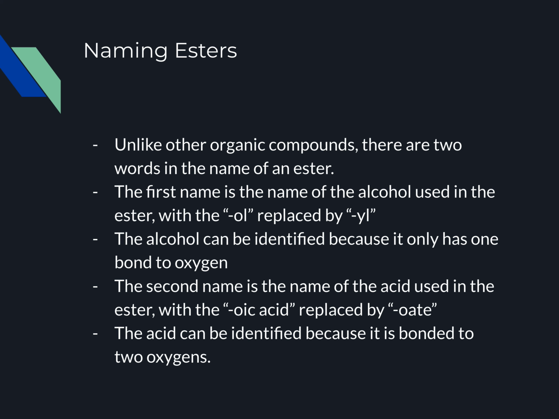So for example, if I used ethanol and propanoic acid to make an ester, it would be called ethyl propanoate. And I'll show you in an example what that would look like and how we can figure out what is what in these diagrams. And the acid part as well, the alcohol you can always identify because it's got one oxygen bonded to it. The acid you can identify because it's always got two oxygens bonded.